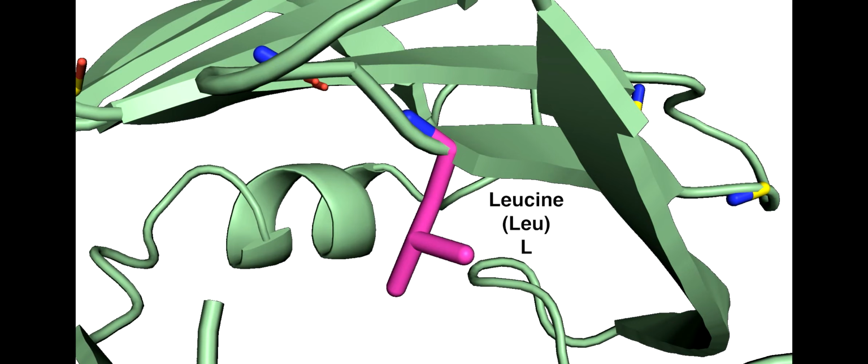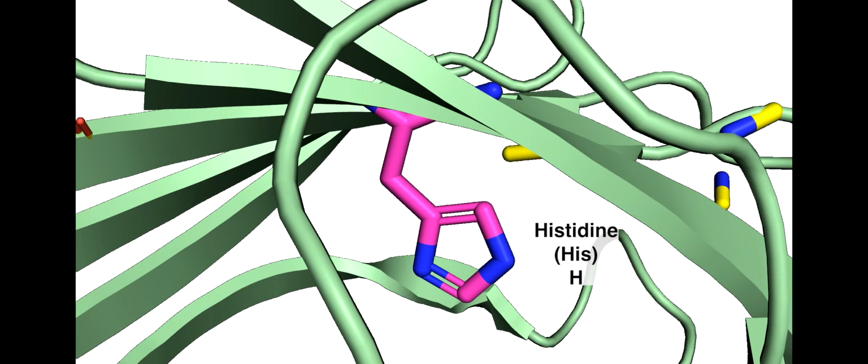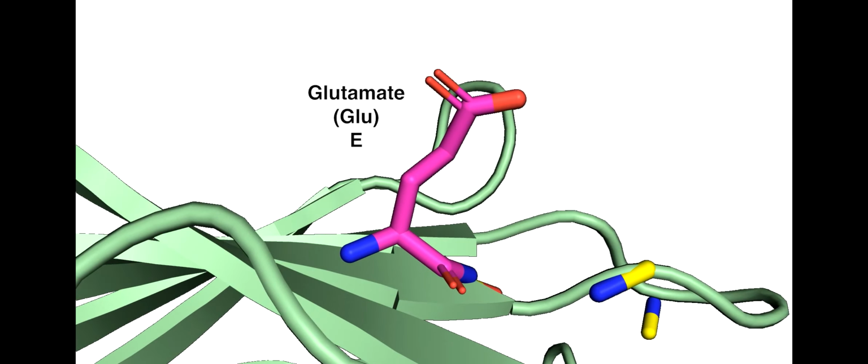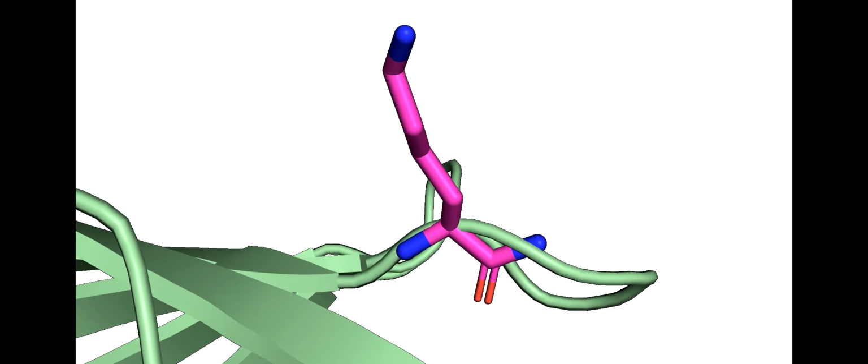So here we have a leucine residue, and it's going to be sticking down below the beta sheet. Then on top of the beta sheet, we have a valine. Below again, we have a histidine residue. And then at the top, we have a glutamate. And then at the end of this beta sheet, we have a glutamine residue. And then the one right next to it is a lysine.